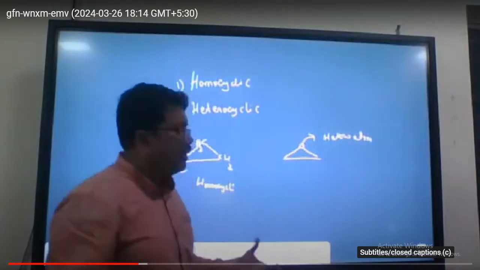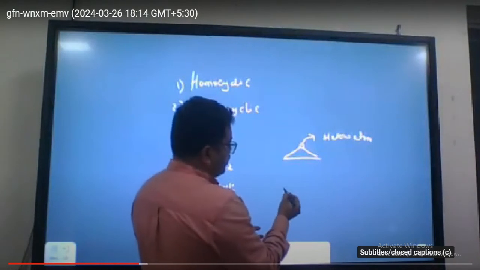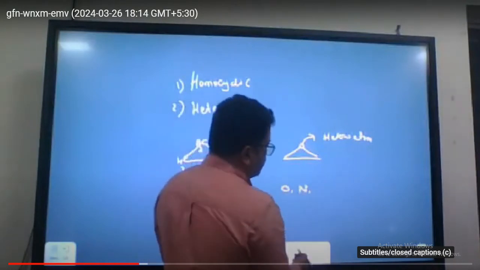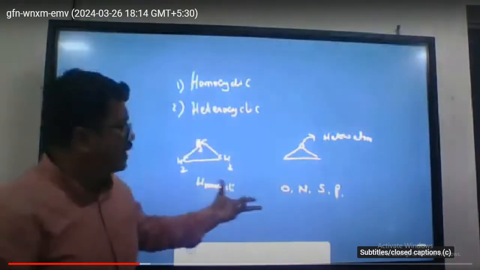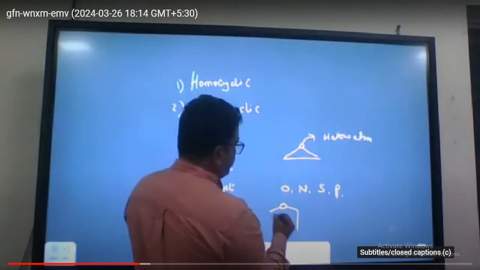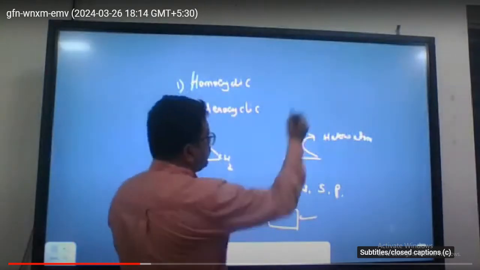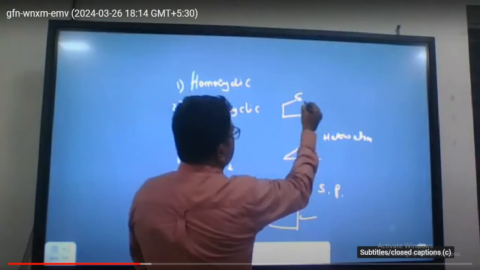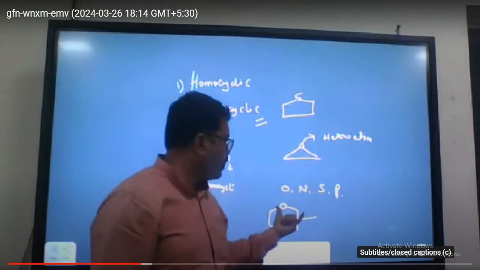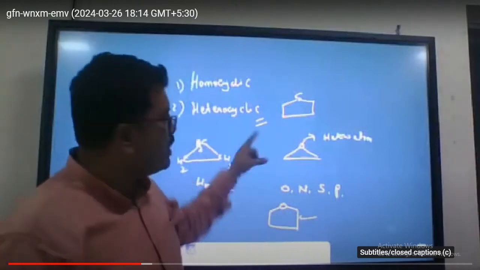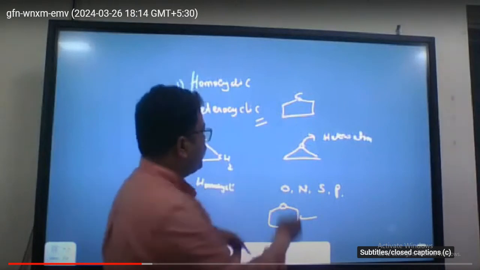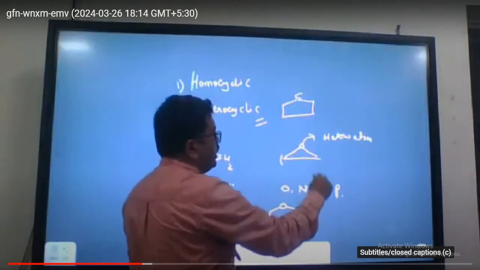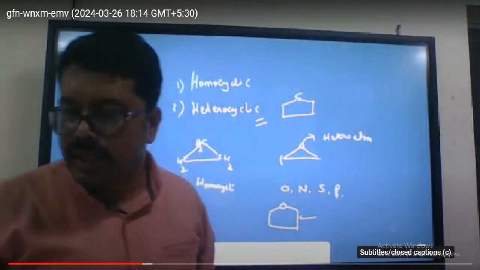What are heteroatoms? A heteroatom is any atom other than carbon and hydrogen, for example oxygen, nitrogen, sulfur, phosphorus. If a ring contains at least one heteroatom, it is called heterocyclic. One of the carbons in the ring is replaced by a heteroatom. This is called a heterocyclic compound. This is the example.